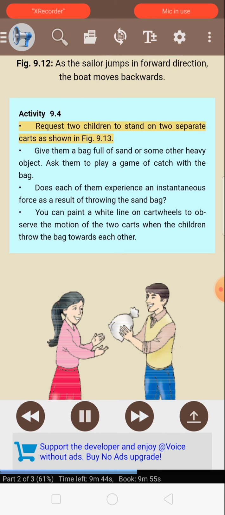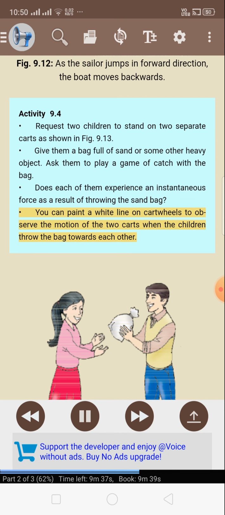Activity 9.4. Request two children to stand on two separate carts as shown in figure 9.13. Give them a bag full of sand or some other heavy object. Ask them to play a game of catch with the bag. Does each of them experience an instantaneous force as a result of throwing the sandbag? You can paint a white line on cartwheels to observe the motion of the two carts when the children throw the bag towards each other.